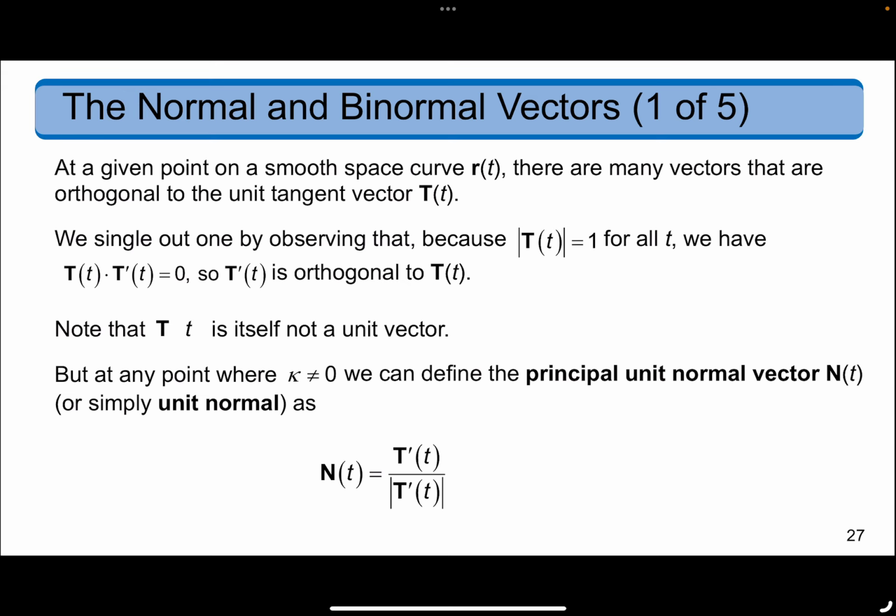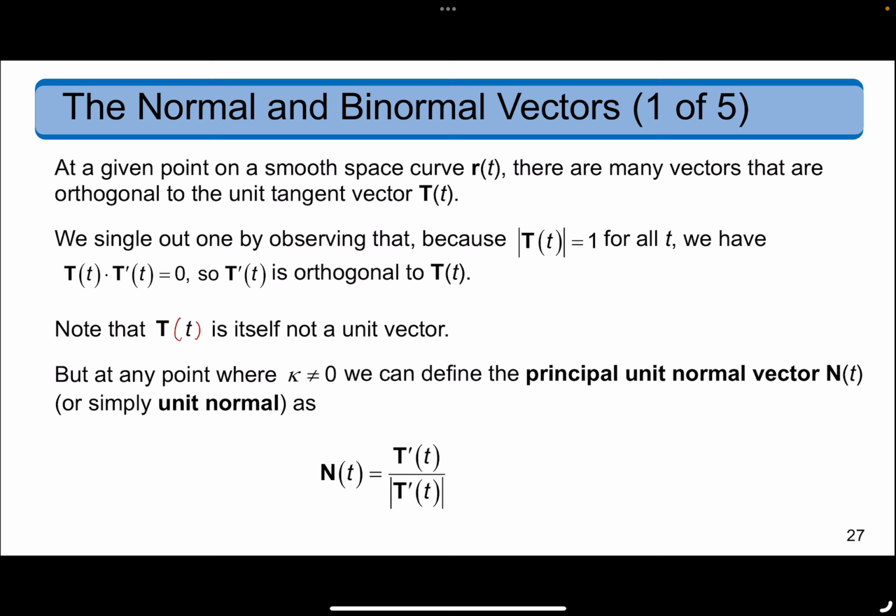The normal and the binormal vectors. At a given point on a smooth space curve r of t, there are many vectors that are orthogonal to the unit tangent vector T of t. We single out one by observing that because the magnitude of T of t is 1 for all t, we have T of t dotted with T prime of t equal to 0. So T prime of t is orthogonal to T of t. Note that T prime of t itself is not a unit vector.